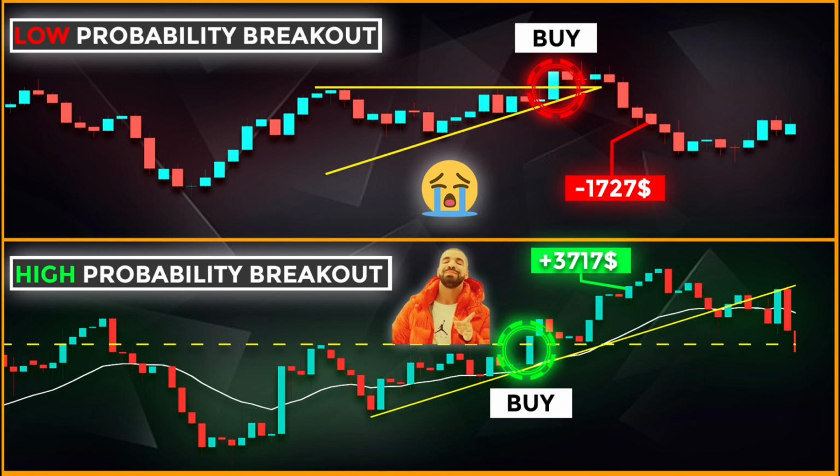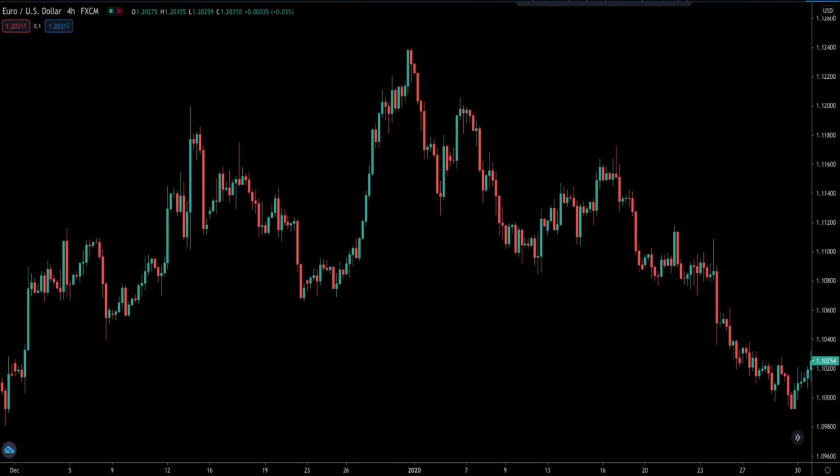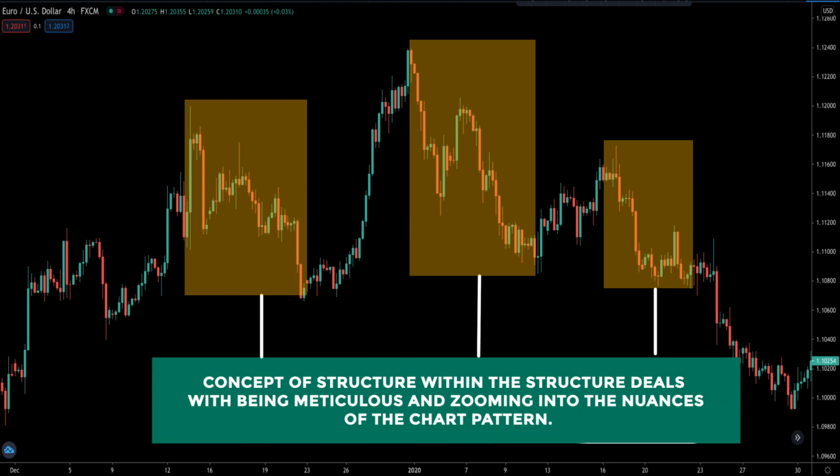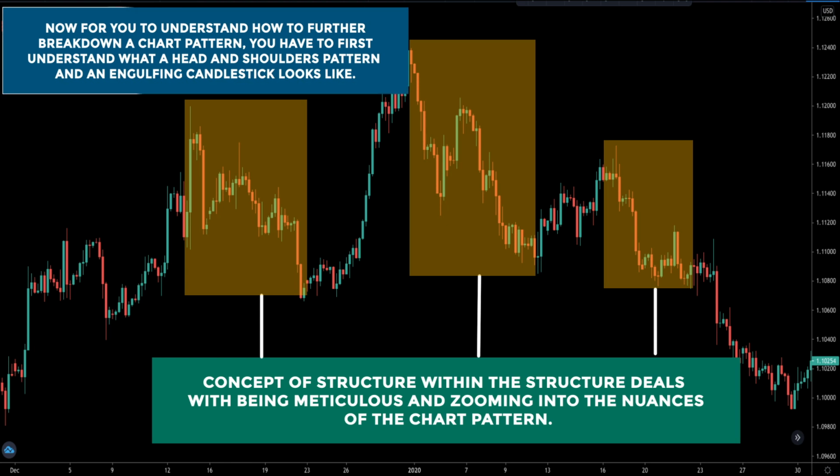Now, if you have not watched that video and do not yet understand the concept of structure within a structure, don't worry because I will do a quick refresher in this video as well. The concept of structure within a structure deals with being meticulous and zooming into the nuances of a chart pattern. In my previous videos, I explained how to do this for an ascending and descending triangle. So I will leave a link to that video in the top right corner right here and at the end screen of this video.